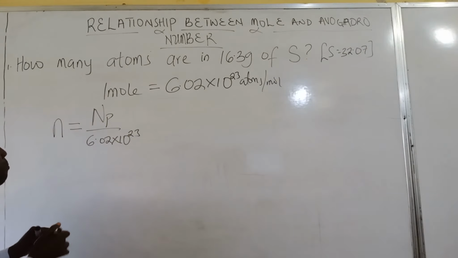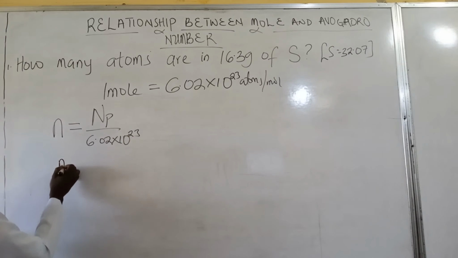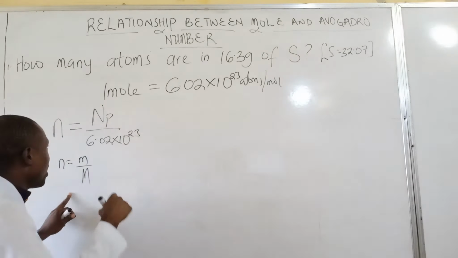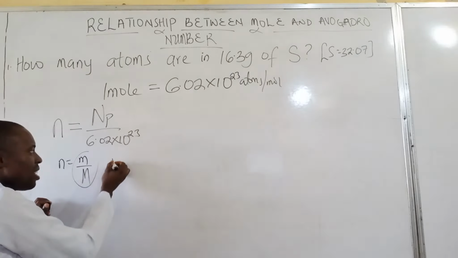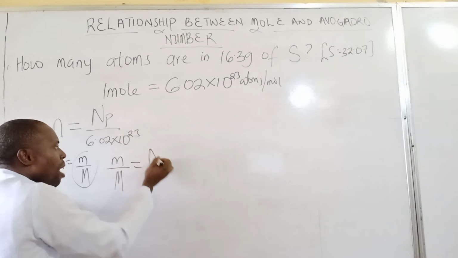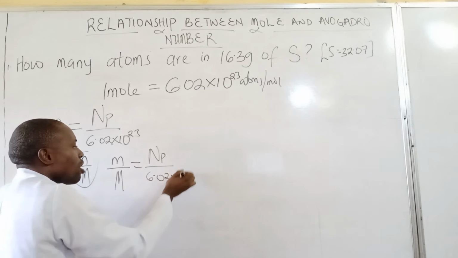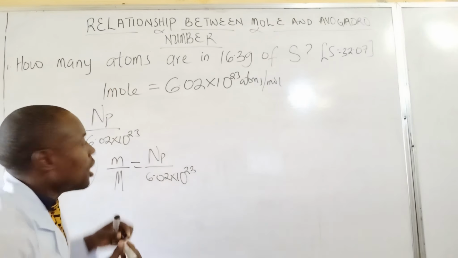We should also recall that n is equal to mass over molar mass. So anywhere I see n, I can put this. It can be mass over molar mass is equal to number of particles over 6.02 times 10 raised to the power 23.